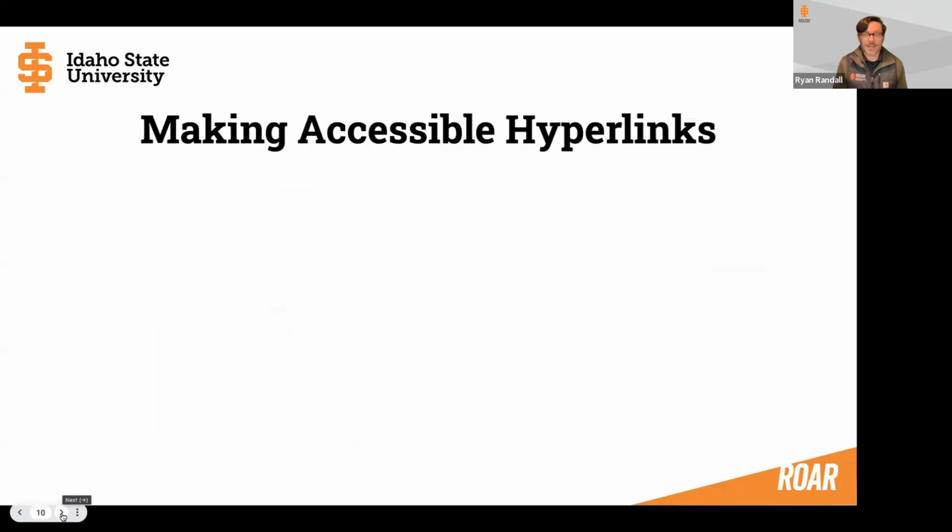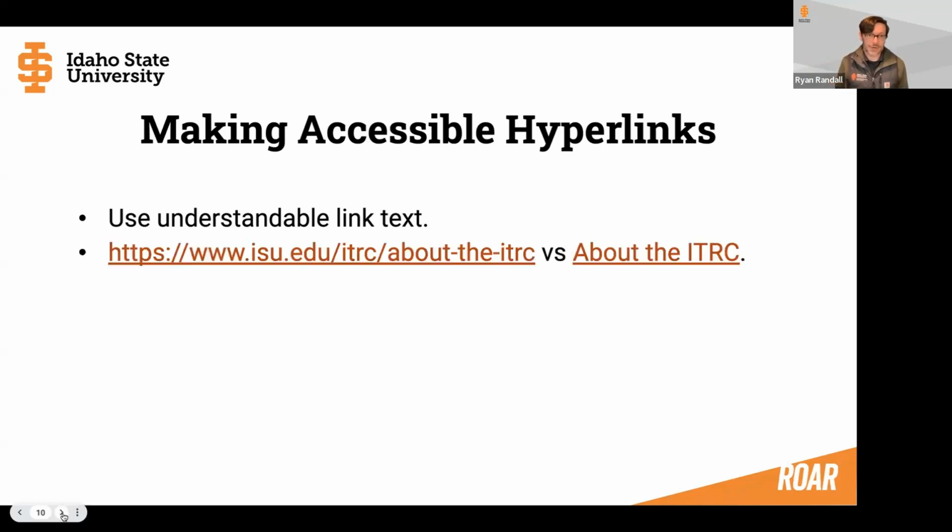So for accessible hyperlinks, these are some of the things to keep in mind as you're making them. Again, use understandable link text. So don't just put in the URL alone, but instead make sure that it's descriptive. So for instance, much as Paul has already shown us, you could add the full URL, that's the example on the left, or on the right, you can see the descriptive text about the ITRC.